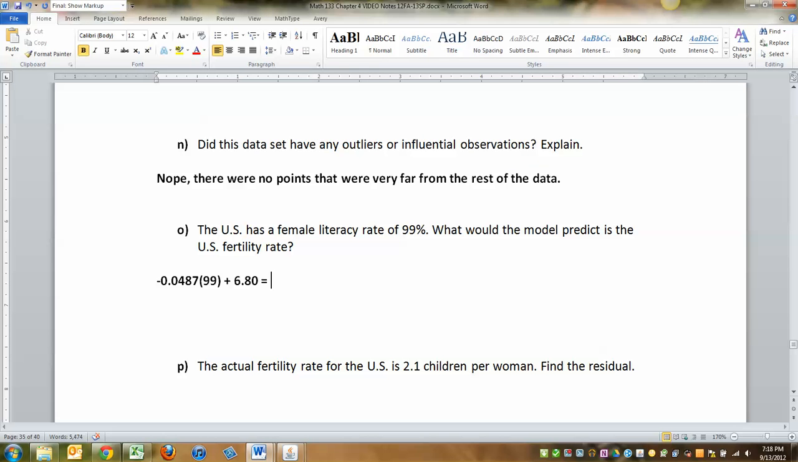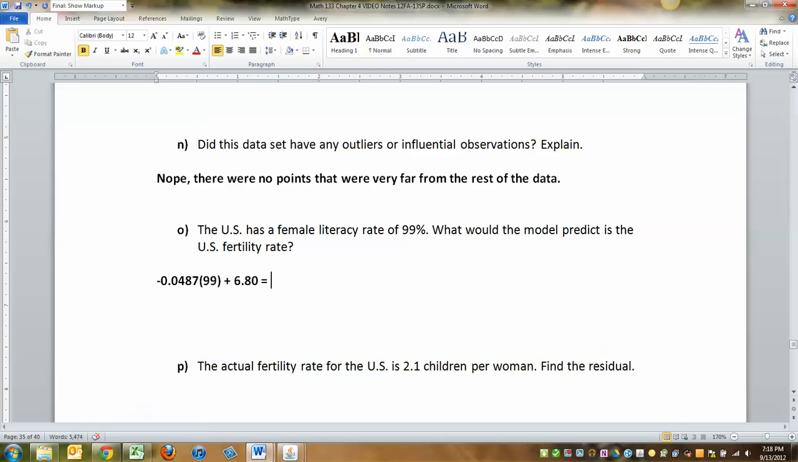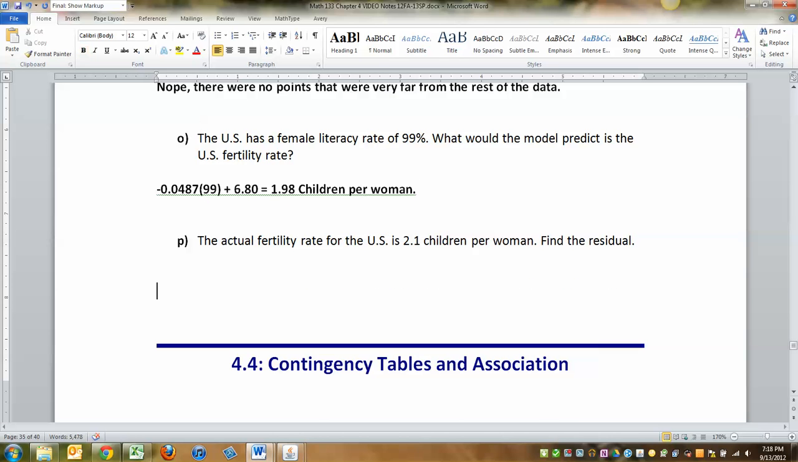All right. What was that? 1 point. I've already forgotten. This can't be a good sign. Getting old. 1.98. All right. So 1.98 children per woman. All right. So the actual fertility rate is actually 2.1.